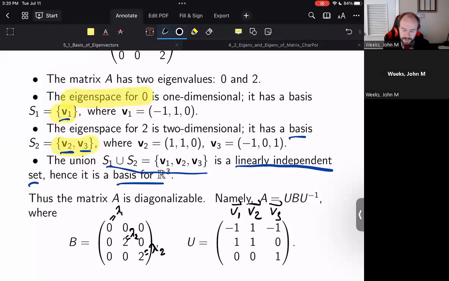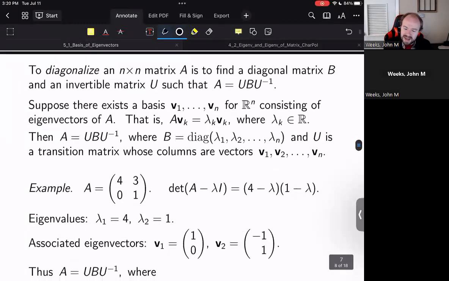Now, to diagonalize an n by n matrix A is to find this diagonal matrix B and an invertible matrix U such that you get this equation. So let's walk this through. Let's see us make this sort of thing happen. Let's do it with this example of A equals 4, 3, 0, 1 right here. So first things first, how do we make this work from the beginning to the end? Here is our matrix. We're going to start by trying to find eigenvalues and eigenvectors for this matrix.